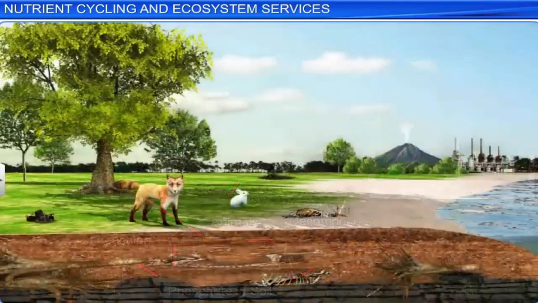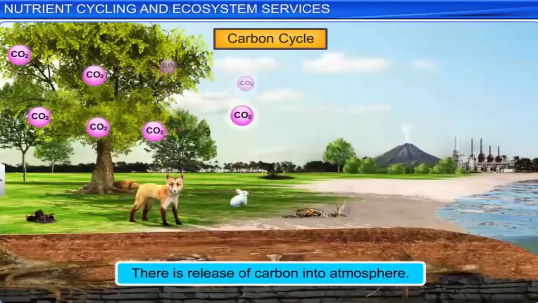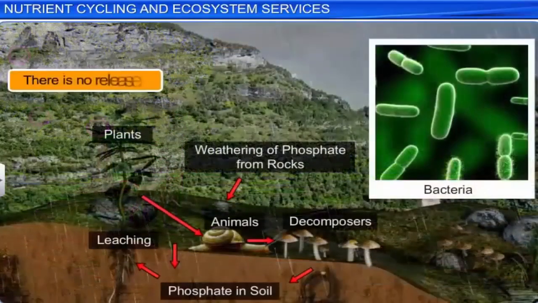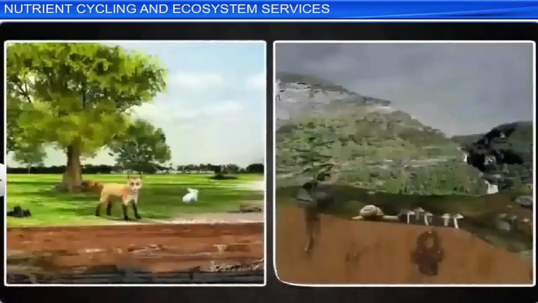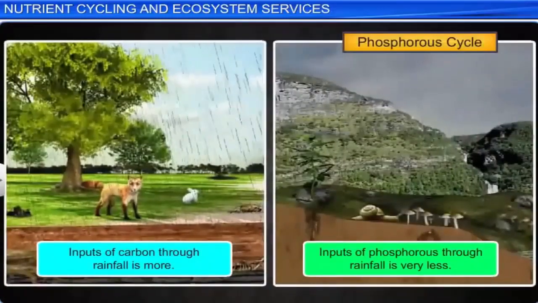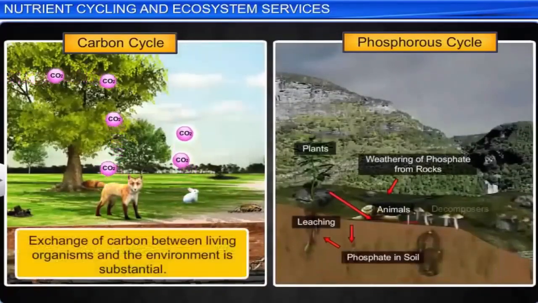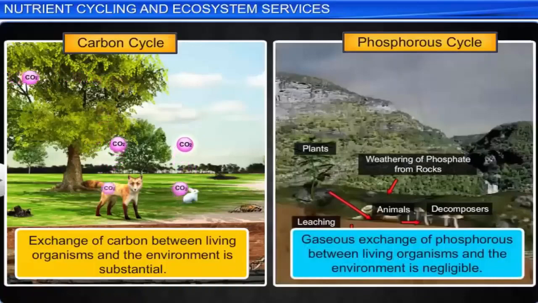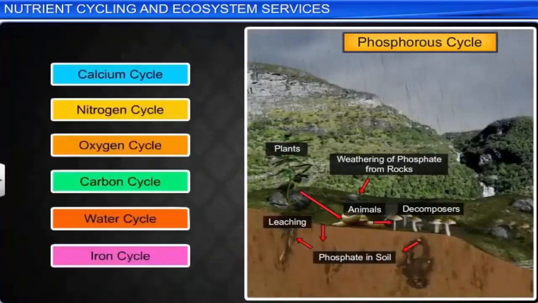However, unlike the release of carbon into the atmosphere in the carbon cycle, there is no release of phosphorus into the atmosphere in the phosphorus cycle. Furthermore, inputs of phosphorus through rainfall are much less than that of carbon. Also, unlike in the carbon cycle, there is very little gaseous exchange of phosphorus between living organisms and the environment in the phosphorus cycle. However, the phosphorus cycle, along with other nutrient cycles, play a very important role in maintaining healthy ecosystems.